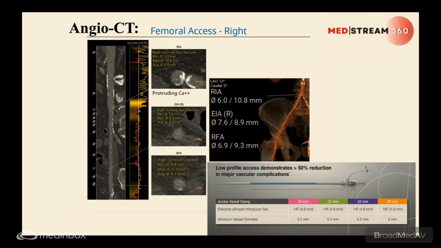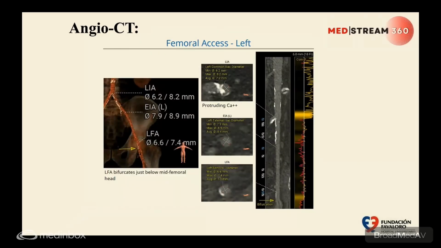16 French. So we need a minimum of 6 millimeters for the femoral artery, or the iliac artery, sorry. But in this case, we have a huge artery. This is not something to be worried about. Next. This is the left side. It's also a possible side for access, but we have chosen, as usual, the right if it is possible.